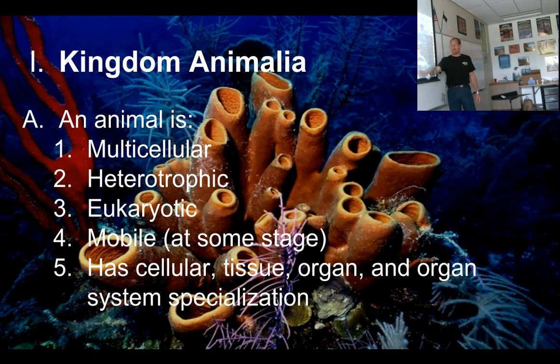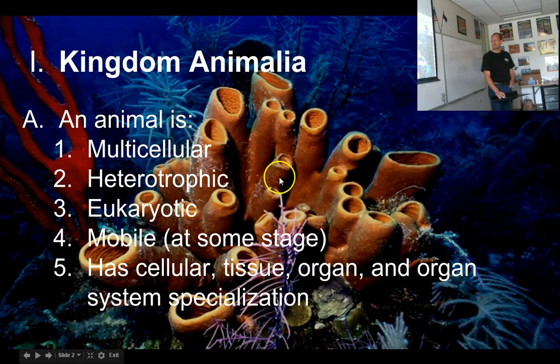Okay, and they all have cellular, tissue, organ, and organ system specialization. Poriferans don't have organs, but they have cellular and tissue specialization. Once we're done with poriferans, we'll have organs in the other groups of animals. Okay, so this is an animal. If it is multicellular, heterotrophic, eukaryotic, mobile, and expresses cellular specialization, it's an animal. Okay, so some of these things that we're going to look at, you're like, really, that's an animal? Yes, it is.